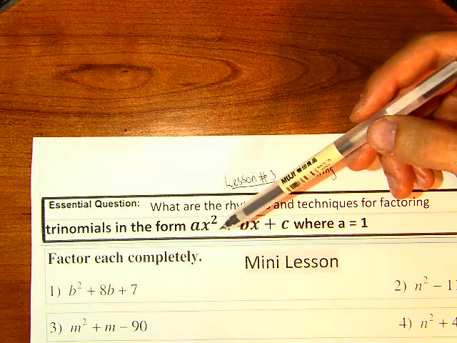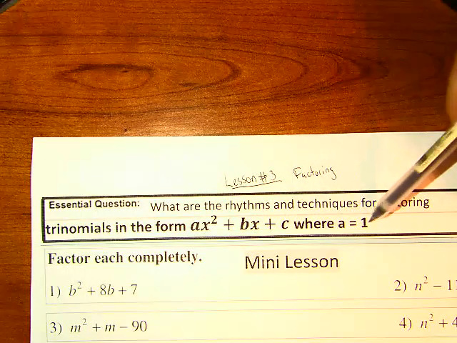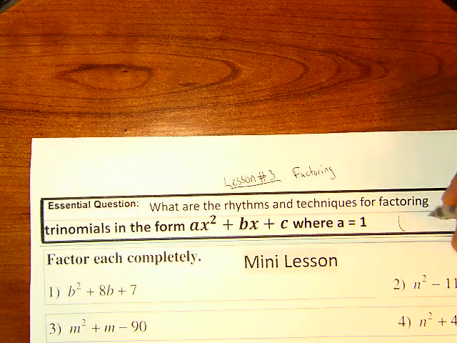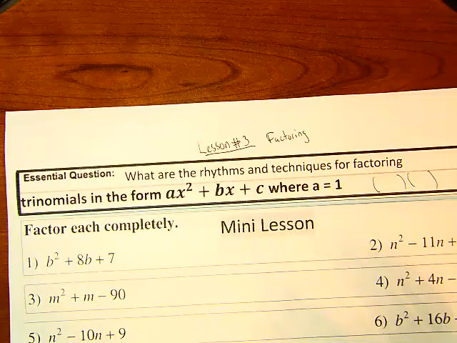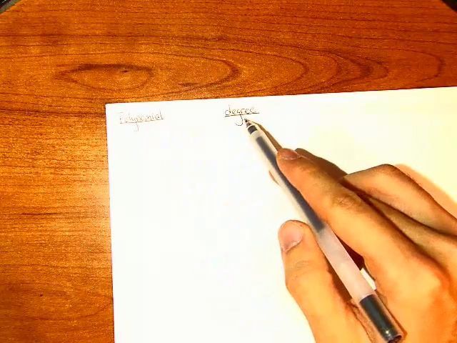The game plan for lesson number 3 is, if we have some sort of polynomial in the expression of ax squared plus bx plus c, where a is equal to 1, how can we factor this into two binomials? That seems like a lot of mumbo jumbo at first, but let me try and break that down for us. When we talk about polynomials, this might have seemed like a long time ago, but polynomials have certain degrees, right?